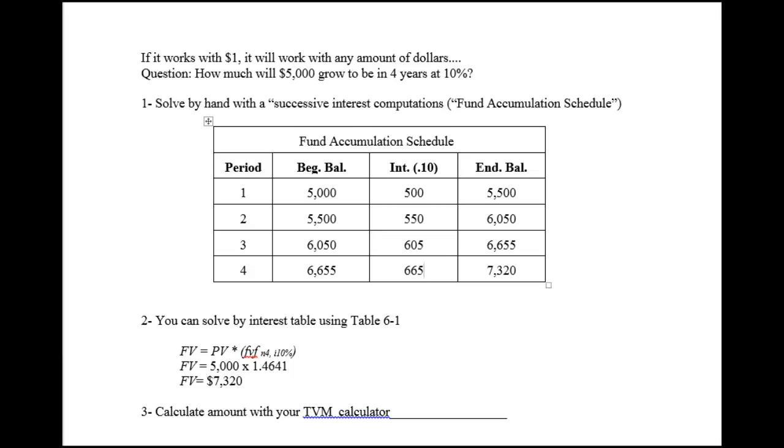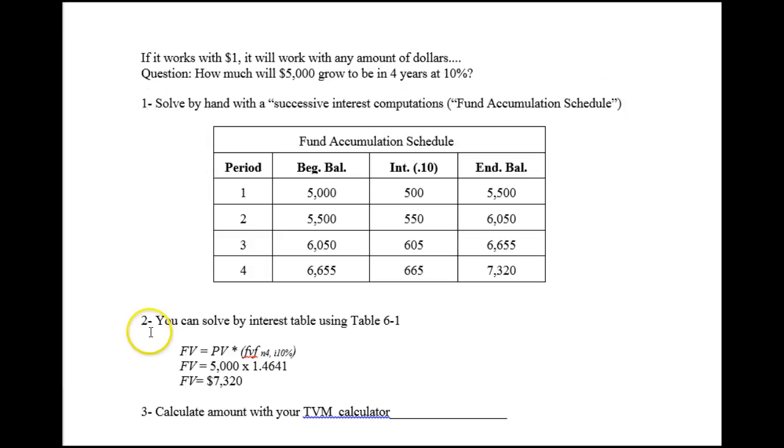How'd you do? I came up with 7,320. I know you could say there's a rounding error, but one thing we have to promise each other is not to let $1 rounding errors drive us crazy this semester. So there you go. There's your fund accumulation schedule approach.